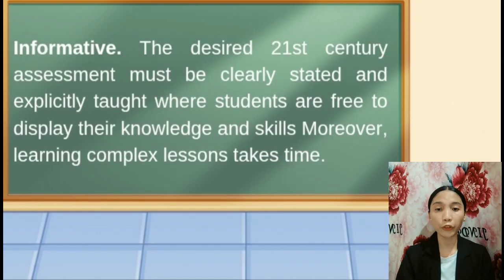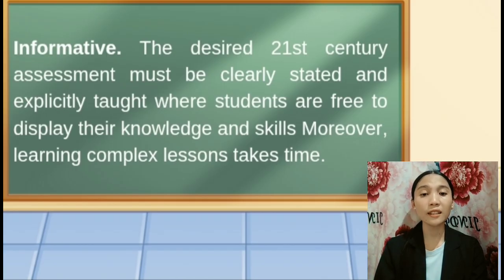So next we have informative. The desired 21st century assessment must be clearly stated and explicitly taught, where students are free to display their knowledge and skills. Moreover, learning complex lessons takes time. So this means the assessment must be clearly stated and explicitly taught. It allows students to freely show their knowledge and skills, acknowledging that complex learning takes time.